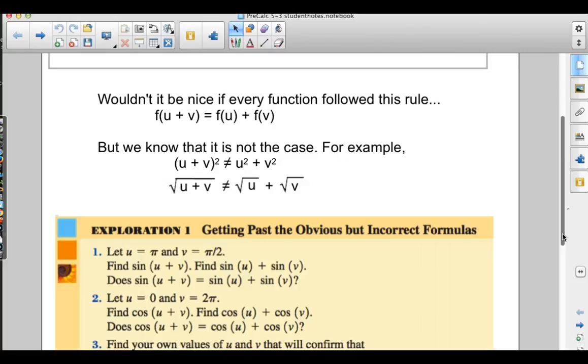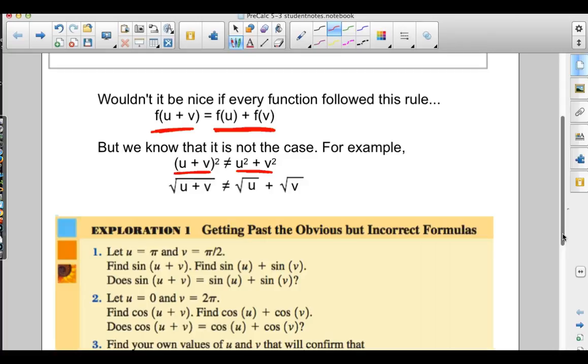So wouldn't it be nice if every function followed this rule, that if you want f of u plus v, all you have to do is add the two function values together? That's it. I mean, that would be a great little world. It doesn't work that way. So like it says, we know that is not the case. For example, the quantity u plus v squared does not equal u squared plus v squared.